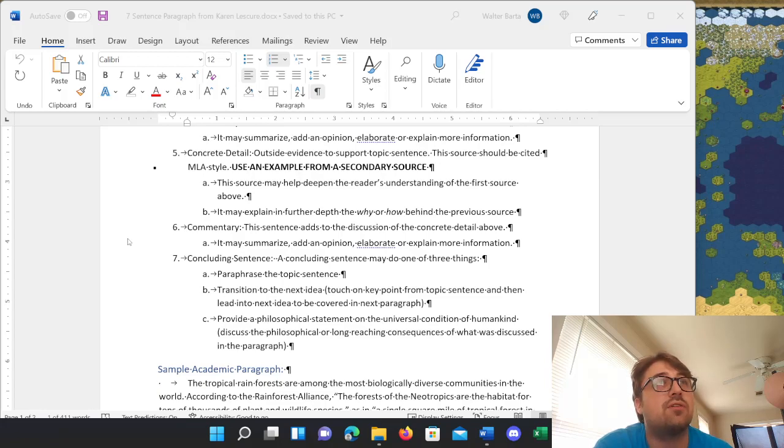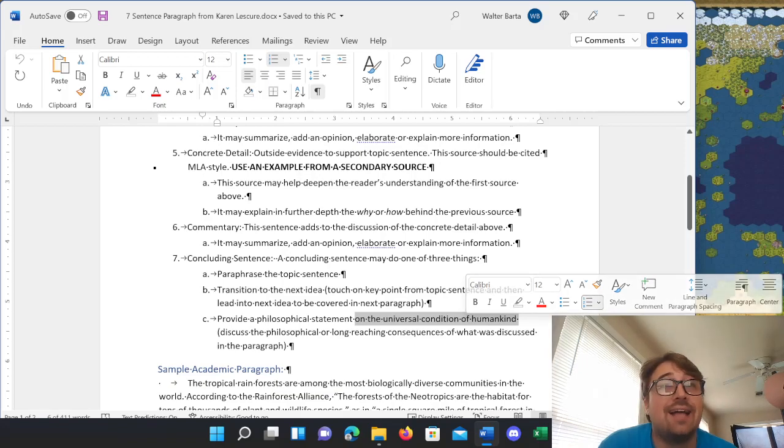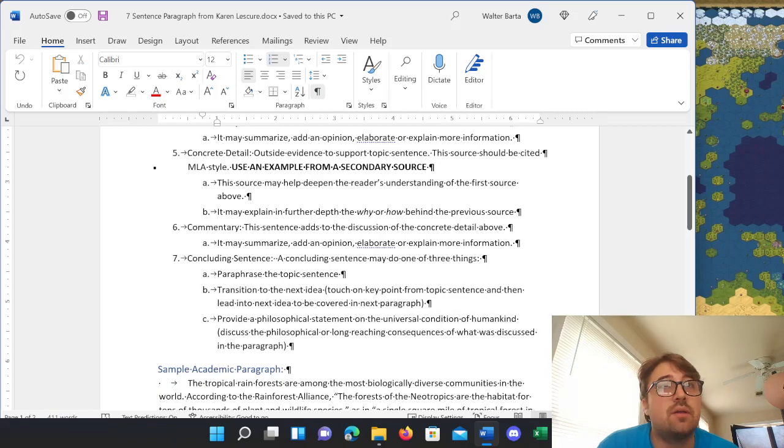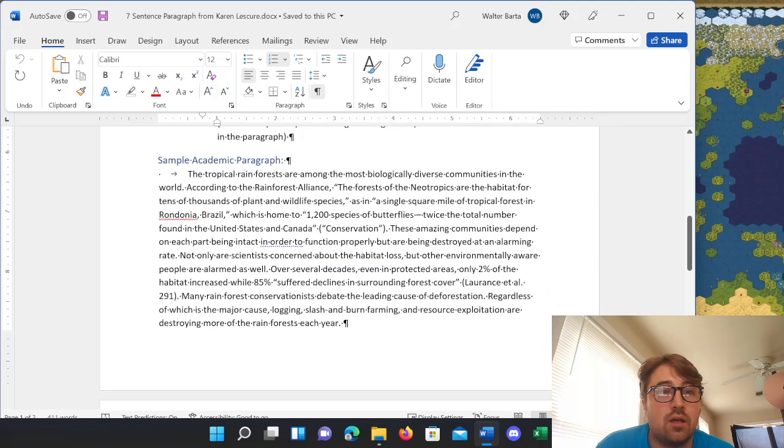This says a philosophical statement on the universal condition of humankind. You don't need to necessarily go that deep, but you might have a general statement of why this is important. Why is it important to your thesis and topic, but why is it important generally? Why should you care as a reader? All right, so let's now look at a sample of what one of these paragraphs might look like.